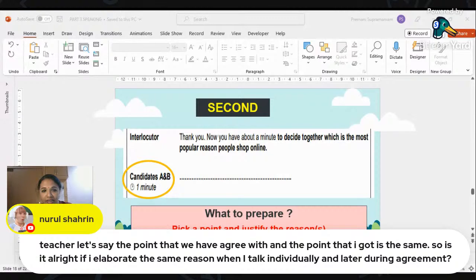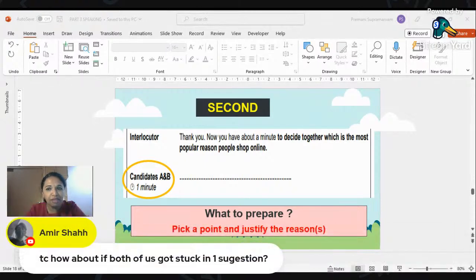Teacher, let's say the point that we have agreed on and the point that I got is the same. So is it all right if I elaborate the same reason when I talk individually and later during the discussion? Yeah, can, because the structure is yours. You're not speaking the same structure. Same structure means the teacher will think, okay, you are prepared. You're not speaking, you are reading from your memorized part. It's a memorized script. We actually cannot give marks for a memorized script. That's why I say if you get titles, topics, just practice only. Don't prepare very lengthy notes and then sit down and read, memorize.